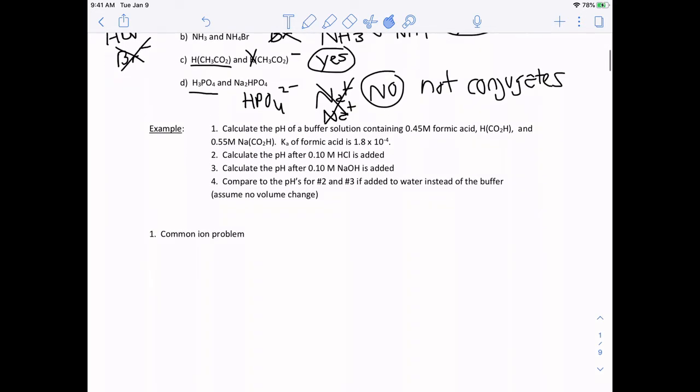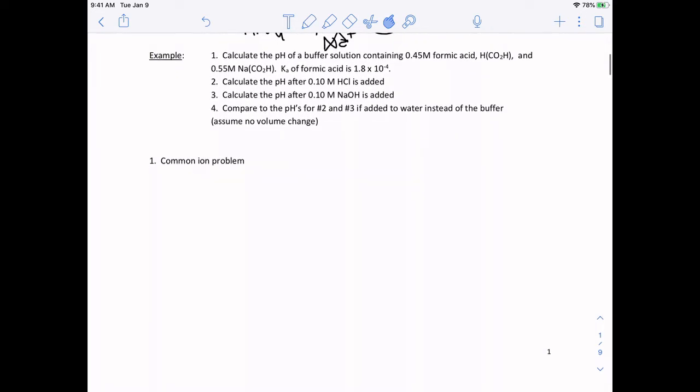So our next problem here is actually a calculation. We did one similar to this before spring break, but I do want to work through the entire thing. First question, it says calculate the pH of a buffer solution, and we're given 0.45 molar formic acid and 0.55 molar sodium formate. And then we're given the Ka of formic acid. So this one is just a common ion problem. I have a weak acid, I have its conjugate.